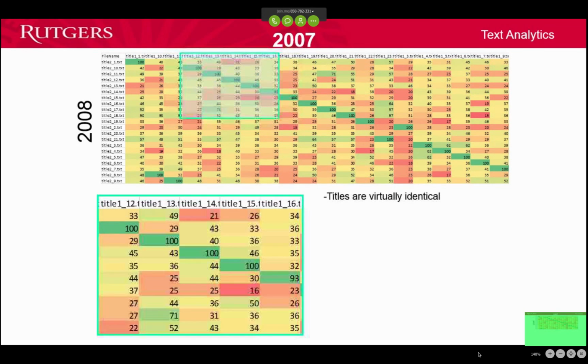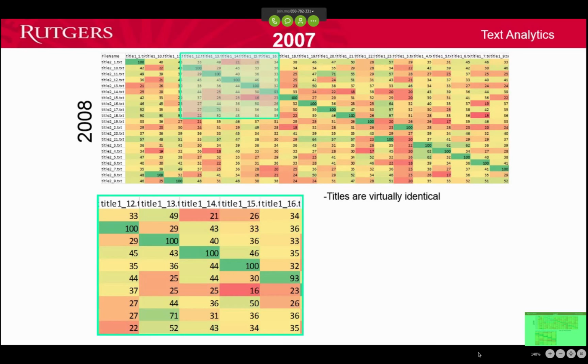So here are my results. Across the top, I have the risk titles from 2007, the name of the document, not the actual title. And across the side, I have the risk titles from 2008. You can see every title is compared to every title from the other year. This is a heat map, and a solid green cell means the score is closer to 100. And 100 means there's a perfect match.